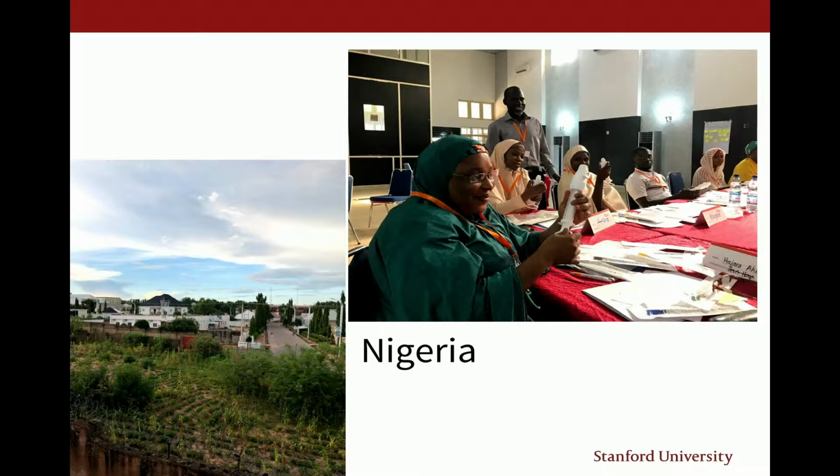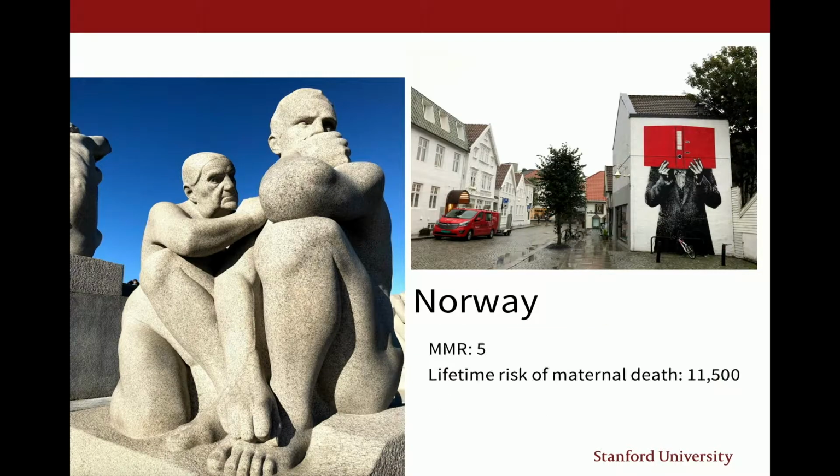And just to highlight the incredible discrepancy between these two countries, a woman in Nigeria has a lifetime risk of maternal death of 1 in 22. 1 in 22 women walking around will die of something related to maternity or childbirth, with a maternal mortality ratio of 814. In Norway, lifetime risk of maternal death is almost 1 in 12,000 or 11,000. Incredibly different. And that's literally because they live in different places with different priorities, different access, different resources. It's not because we don't have the tools to help all of these women.